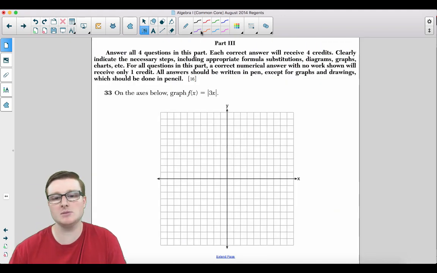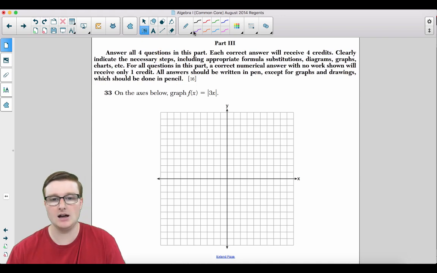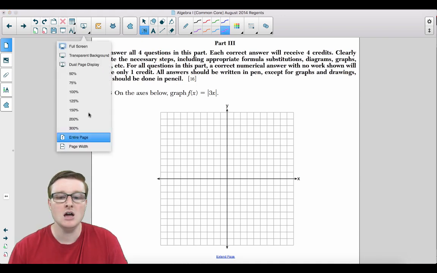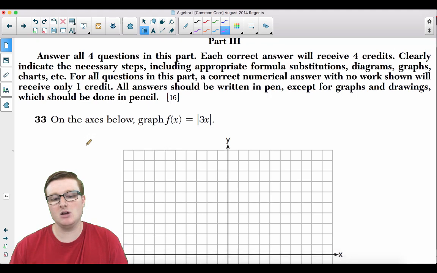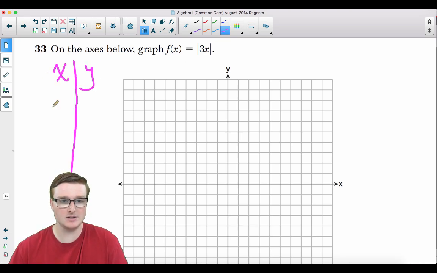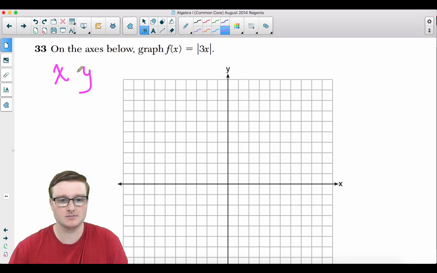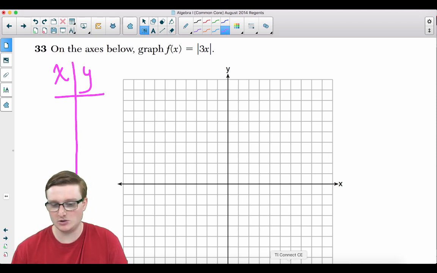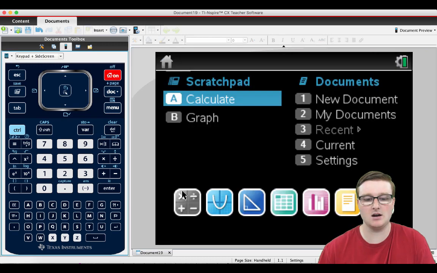And the part 3s are a little bit more in depth, but again, they're pretty straightforward. So it says here, on the set of axes below, graph f of x equals the absolute value of 3x. Take the points and run with it. So what I'm going to do is I'm going to put a table of values on the side, x and y, okay? And we're going to graph this on the set of axes on our calculator.